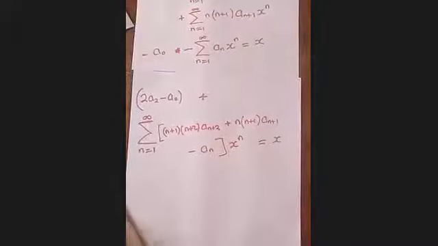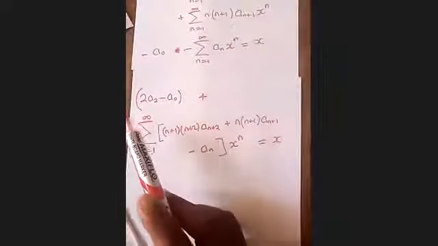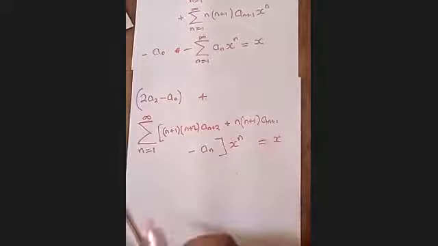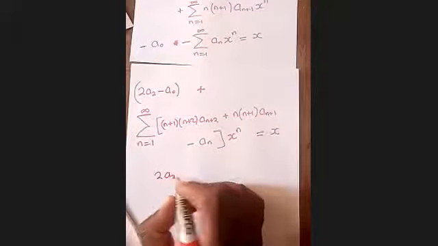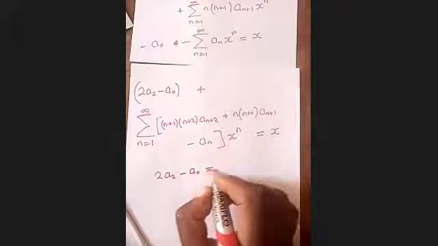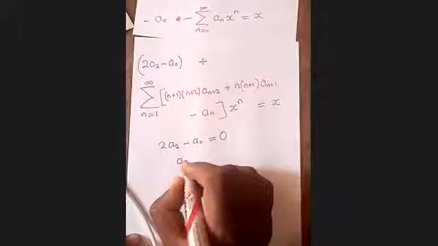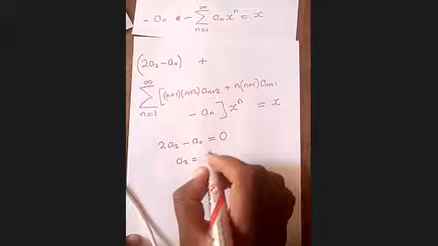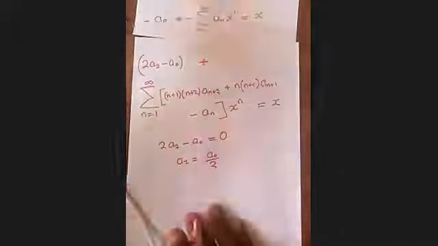So we have put everything together. We are equating what we have on the right-hand side with what we have on the left-hand side. On the right-hand side, the constant is 0. So it means that 2a_2 minus a_0 is equal to 0. Making a_2 the subject, we find that a_2 is equal to a_0 over 2. So that's the first thing.